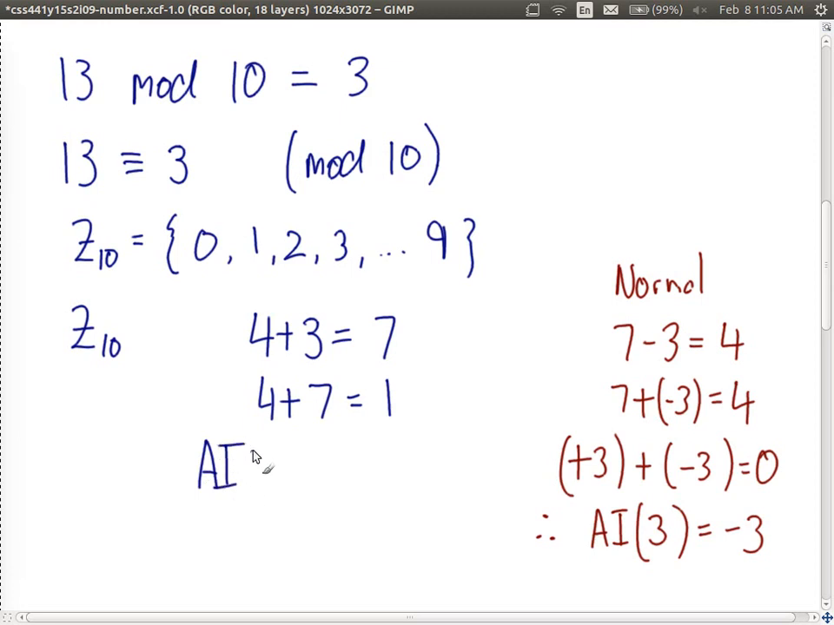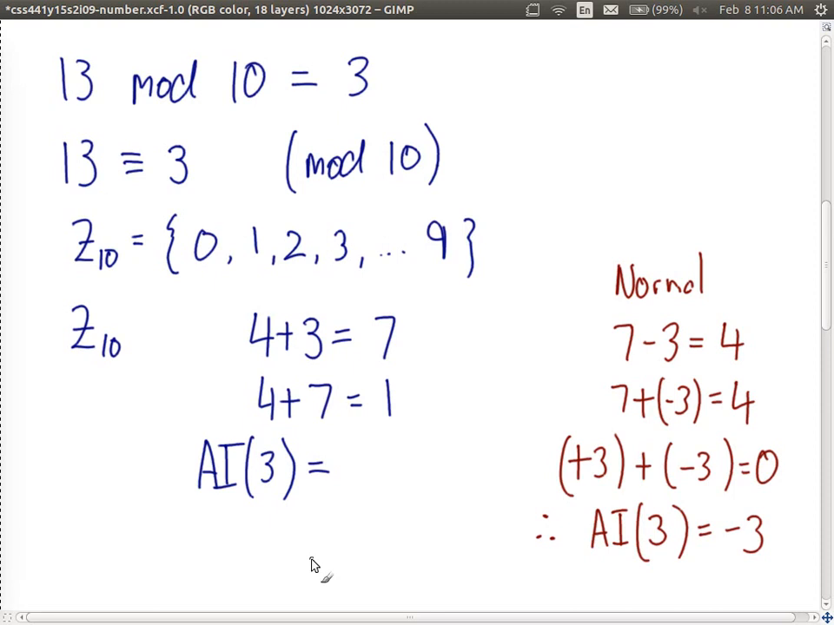What's the additive inverse of 3? Write it down. This is in Z10. Z10 means the answers between 0 and 9. So don't give me a negative answer. What's the additive inverse of 3? What number do we add to 3 such that we get 0? Same as in the normal arithmetic. What number do we add to 3 such that we get 0? Negative 3.